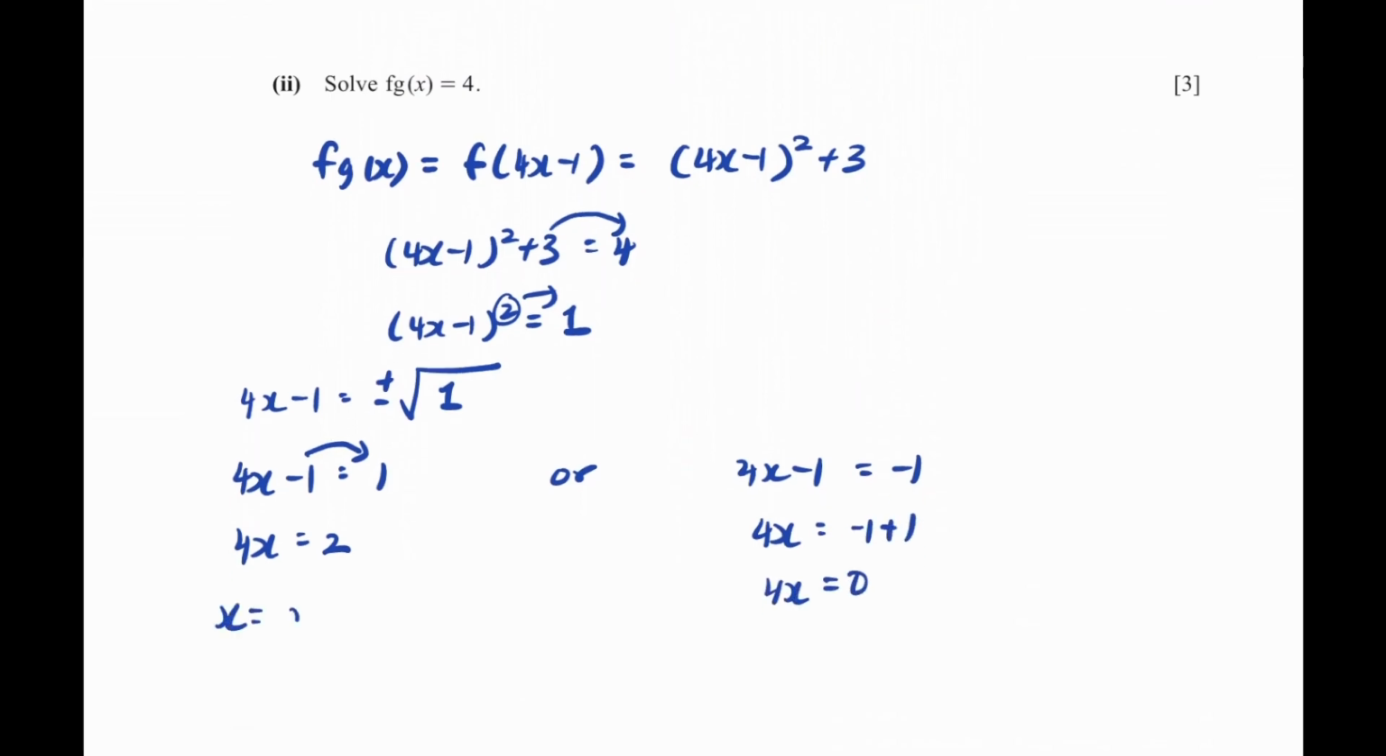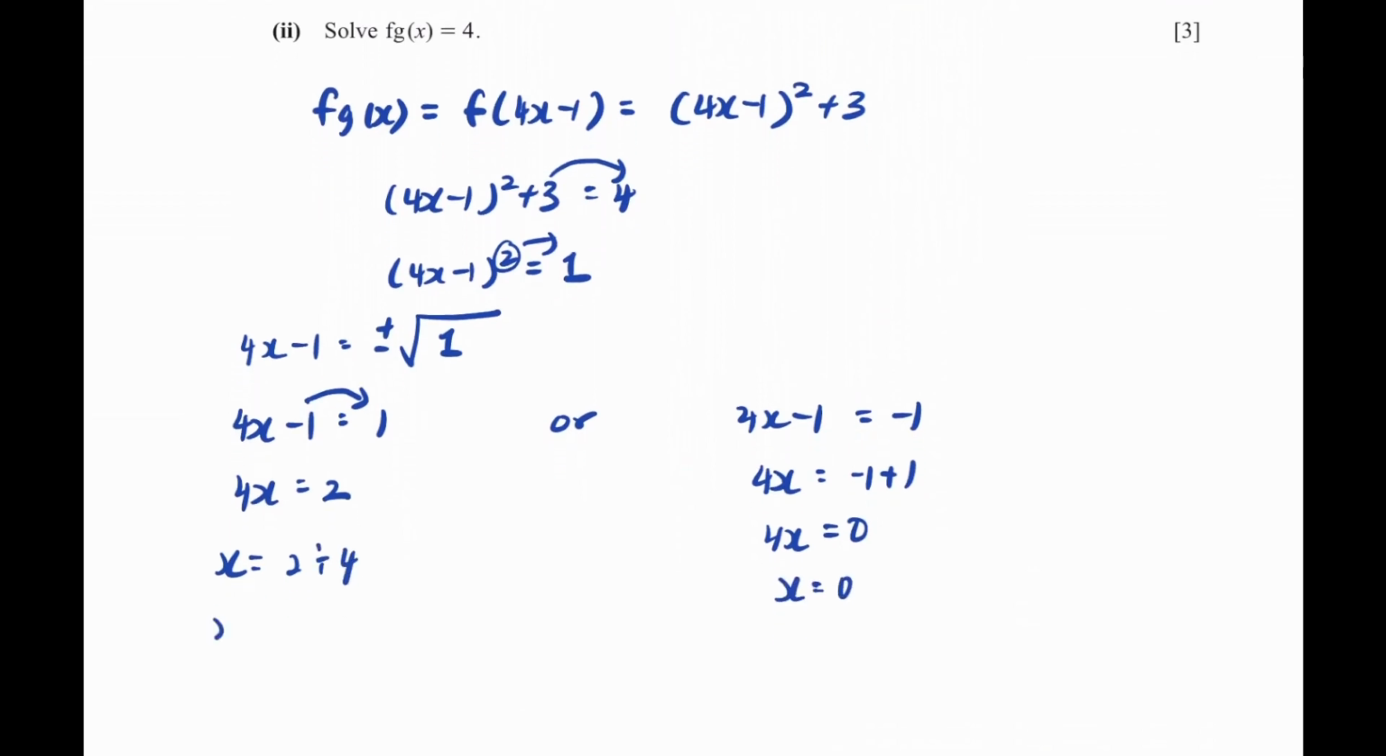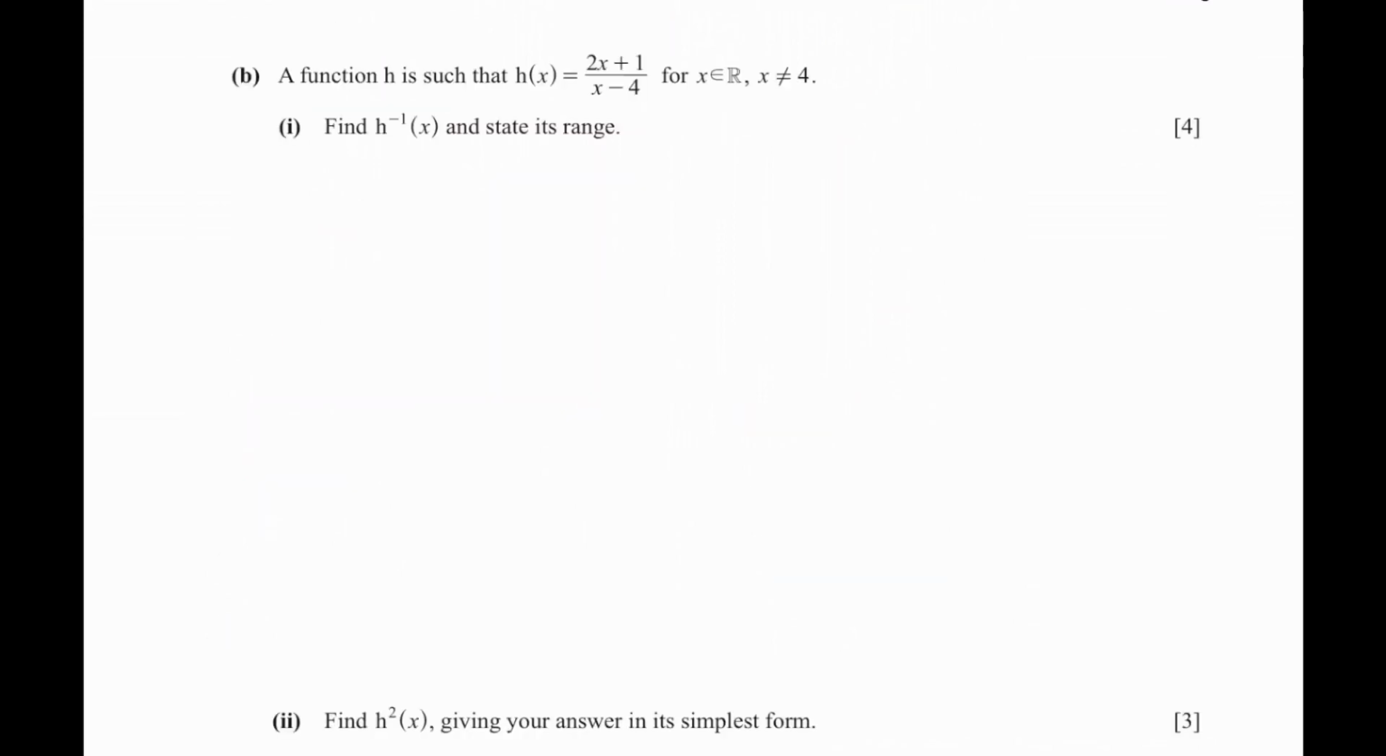So x equals 2 divided by 4, x equals 0. So you will have what? 1 over 2. So you have two answers. Okay? In order to get 2 marks, you must show 2 answers. So please don't forget the key where you have to put plus and minus in front of the square root. So this is what it did.